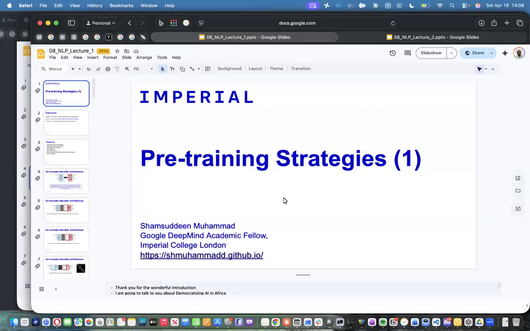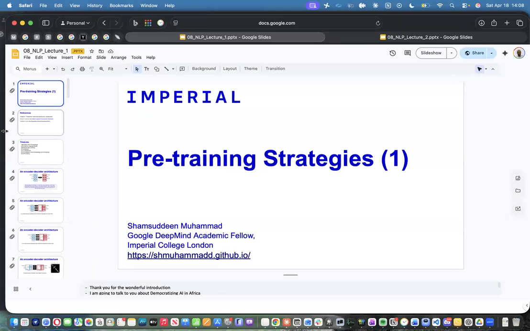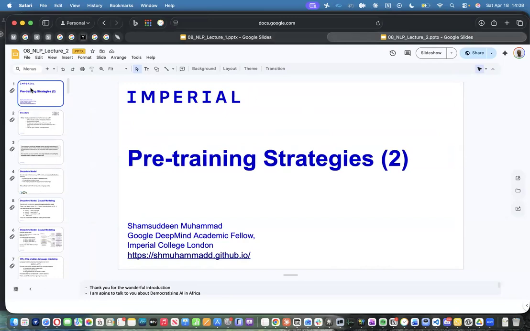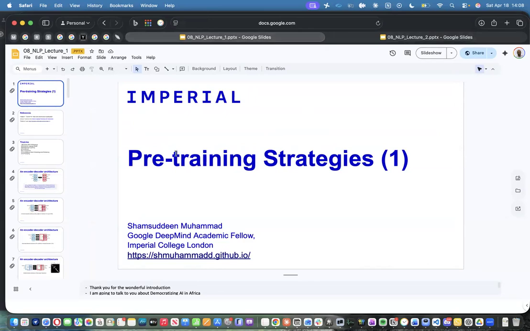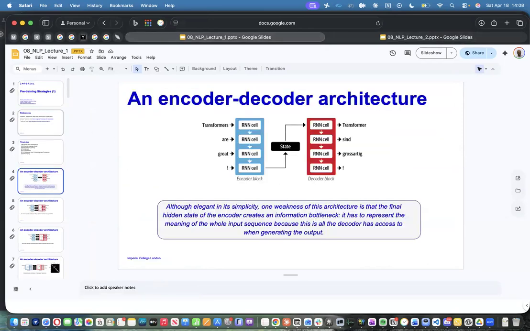Last week we started discussing what is called post-training. Post-training is basically how you can train your LLMs. We talked about this in lecture one last week, and we talked about several other things.